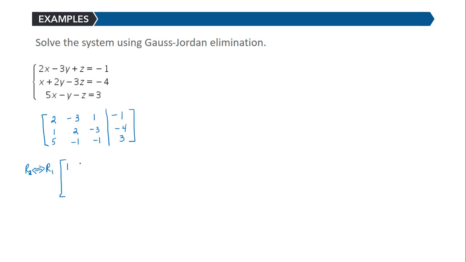So we'll have 1, 2, negative 3, and negative 4 in the first row. Then 2, negative 3, 1, and negative 1 in the second row. The third row remains 5, negative 1, negative 1, and 3. So now that I have a 1, I need to get zeros beneath it. And to do that, I can add multiples of the first row to rows 2 and 3.